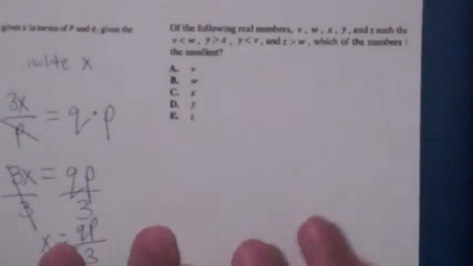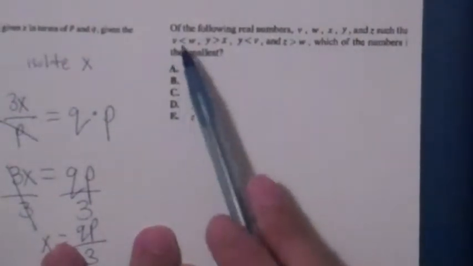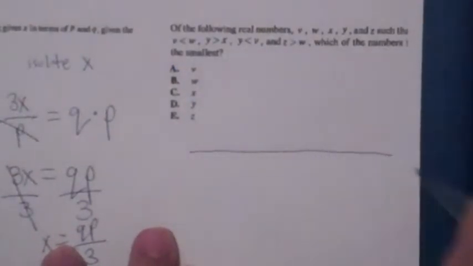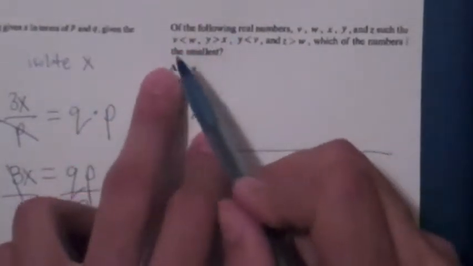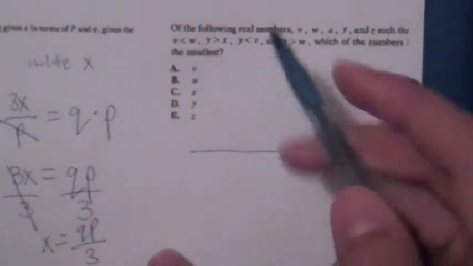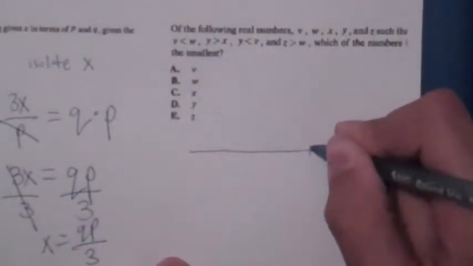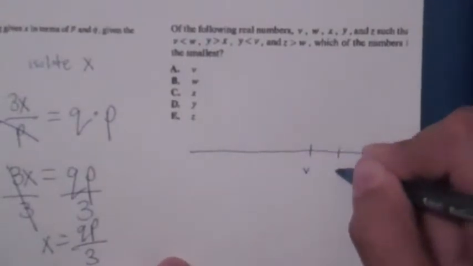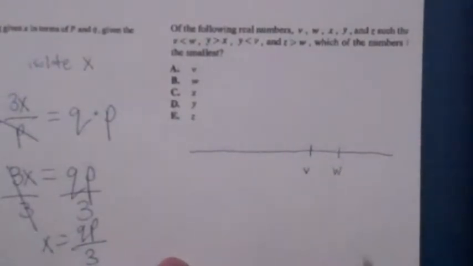Alright, my fourth problem here is talking about a bunch of numbers, and it's giving me some inequalities comparing those two numbers. What I would do here is kind of make a number line, and take each piece of info as it comes at me. This first part says that V is less than W. So in other words, V on my number line has to be smaller than W. So maybe I'll put my V right here, and my W is going to be further along there, because W is going to be bigger than V.